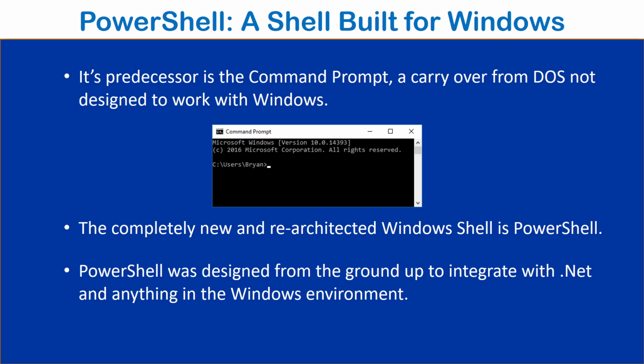So when Windows came along, for a long time, that was all you really had if you wanted to do programmatic scripting in the Windows environment. But it was a severely limited scripting language because it didn't understand Windows. It had no connection to .NET. Finally, Microsoft completely scrapped that and rewrote the scripting language, called PowerShell, for Windows.